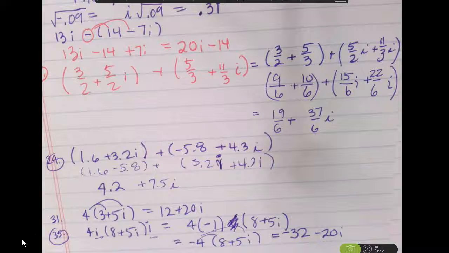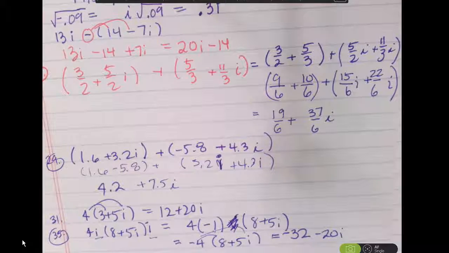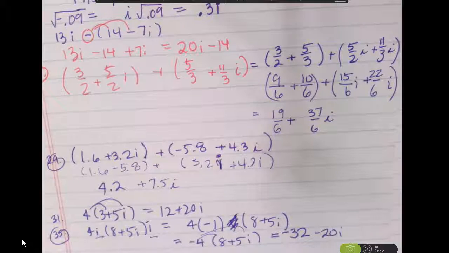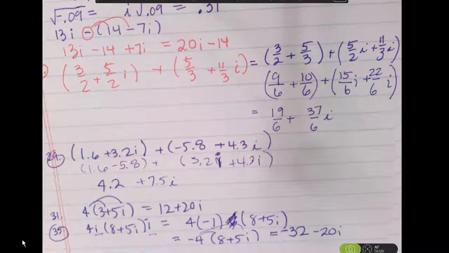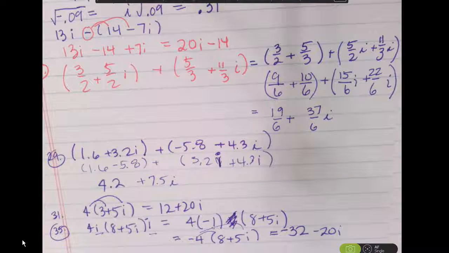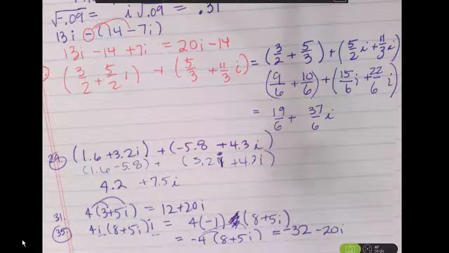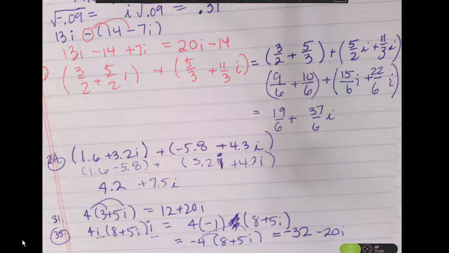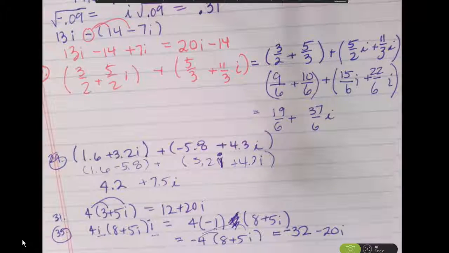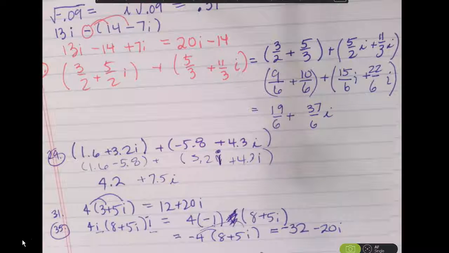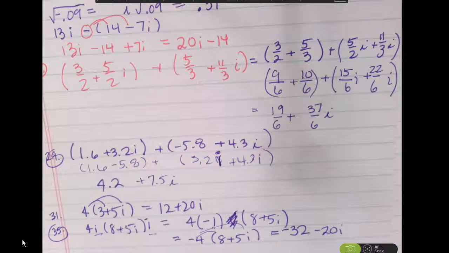I think I was looking at a different problem. So number 43 is actually multiply 4 plus 3i times its conjugate. So that's 4 minus 3i for those of you who are keeping along at home. So let's go ahead. Sorry, that's not a 9, that's a 3. 4 plus 3i and 4 minus 3i.